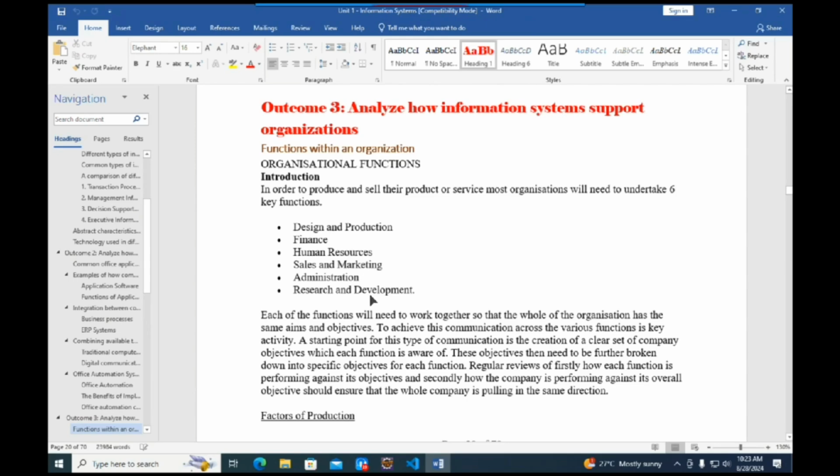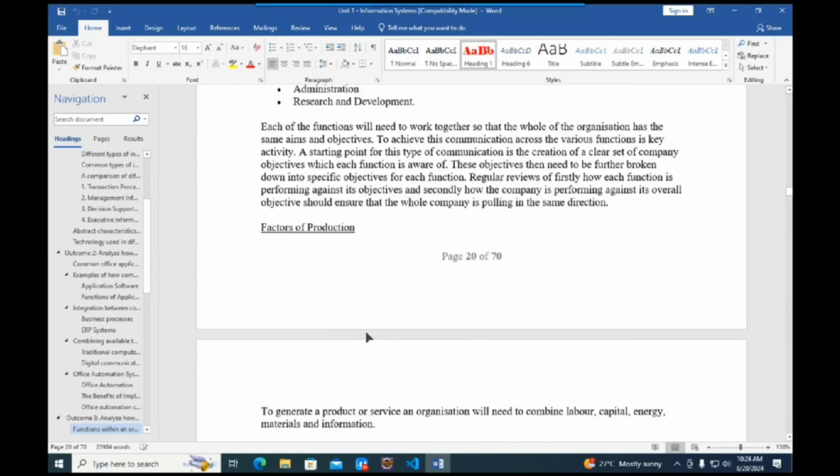All these functions can only be achieved if the different departments of the organization work together and have the same objectives. So for all these functions to be achieved, the different departments handling different functions need to be able to communicate with one another. There needs to be communication for them to reach the objectives of the organization.